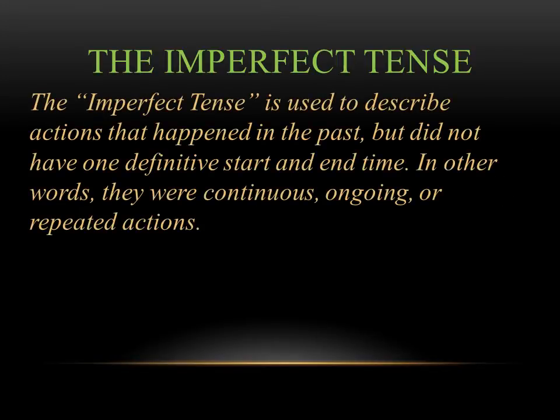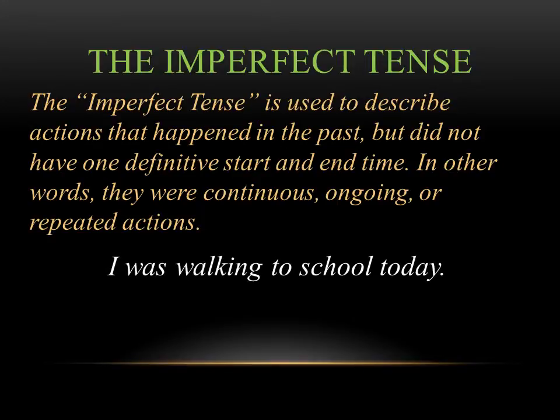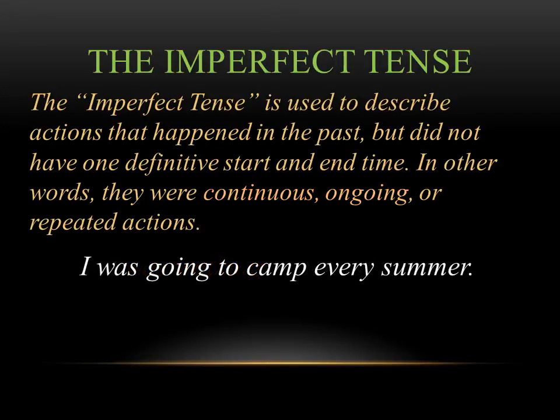The imperfect tense, though, is used to describe actions that happened in the past but did not have one definitive start and end time. So in other words, they were continuous, ongoing, or repeated actions. So for instance, let's take this example. I was walking to school today. The part you want to look at is was walking. That's your verb. This is talking about a continuous or an ongoing action. When you say I was walking, you're not talking about a particular set time. You're talking about the entire time it took you to walk from your home to school.